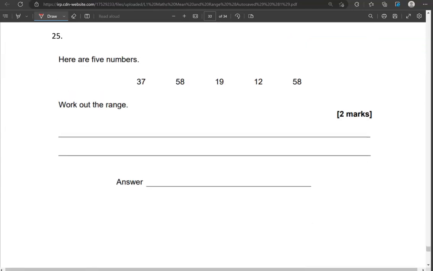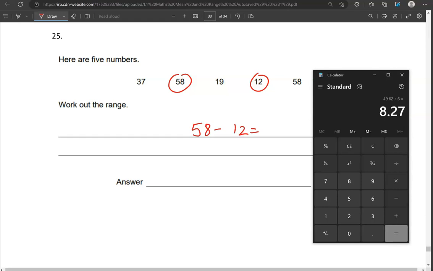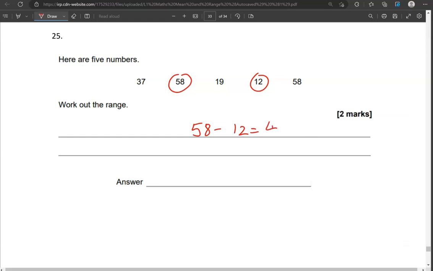Here are 5 numbers. Work out the range. So we have 37, 58, 19, 12, 58. 58 is the highest and the lowest is 12. So to work out the range, we'll do 58 take away 12, which is 46.